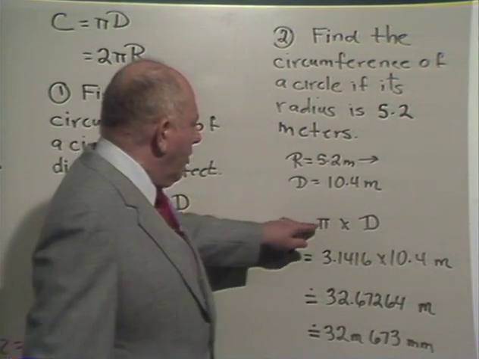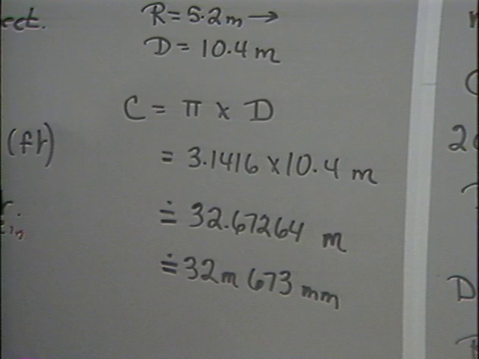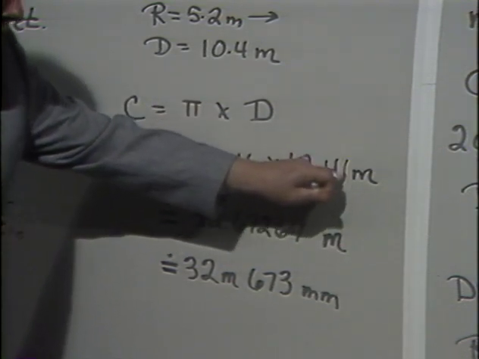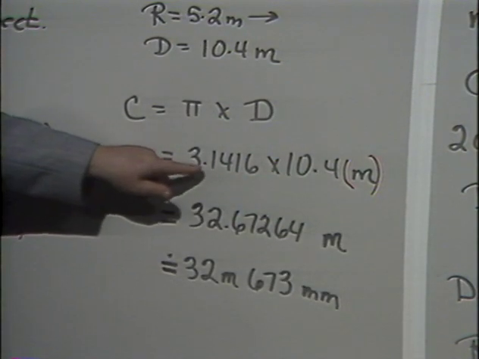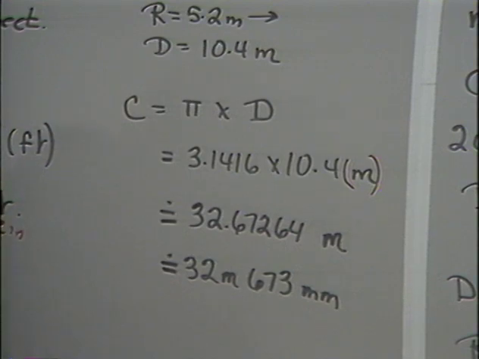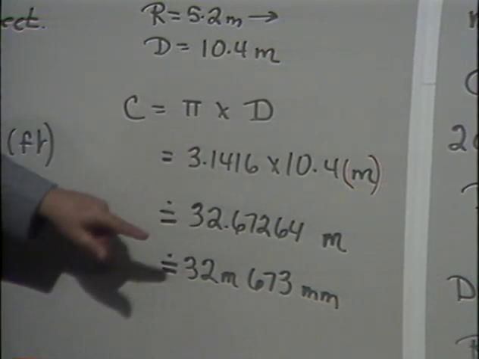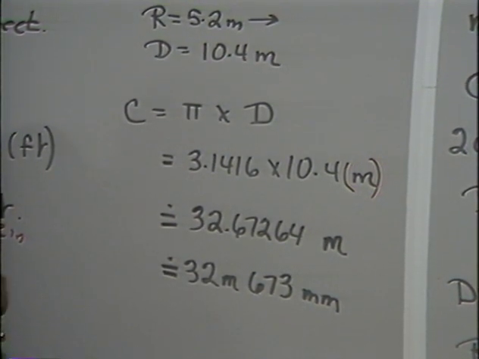So what do I do now? To find the circumference, pi gets replaced by 3.1416. The diameter gets replaced by what? 10.4 meters. See, remember the answer is in meters now. I now multiply 3.1416 by 10.4, okay? And the answer comes out to be, and I write approximately because this isn't exactly pi, 32.67264 meters.